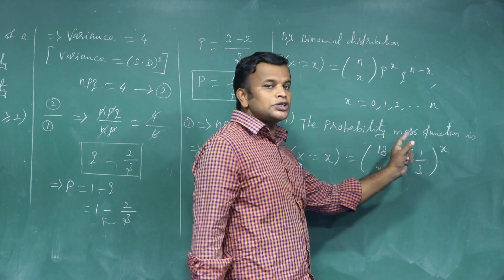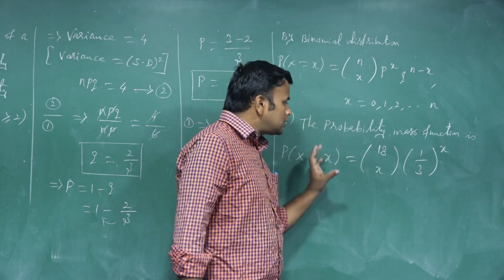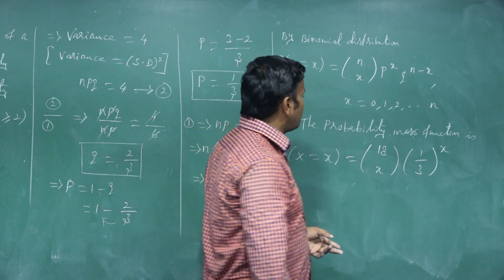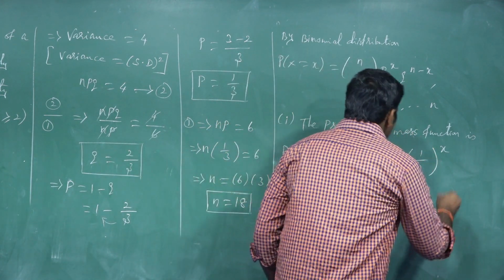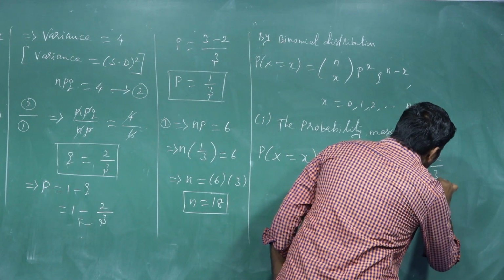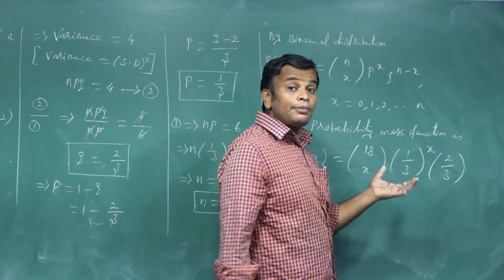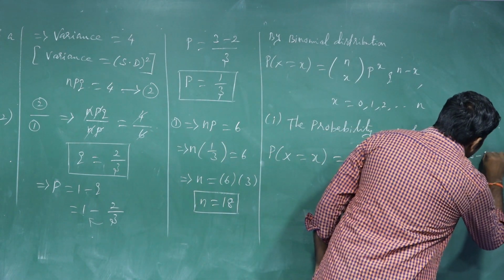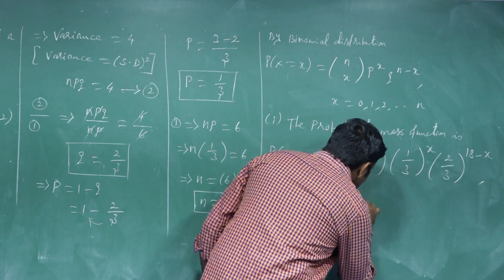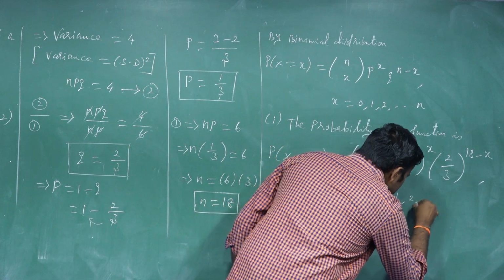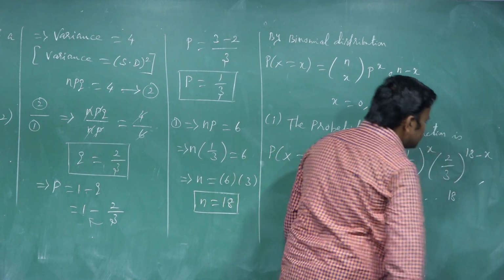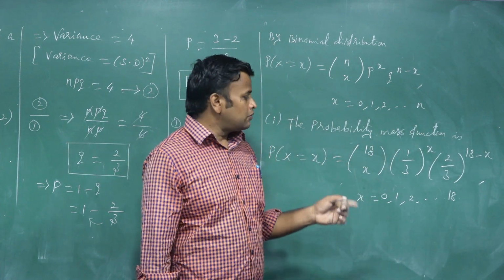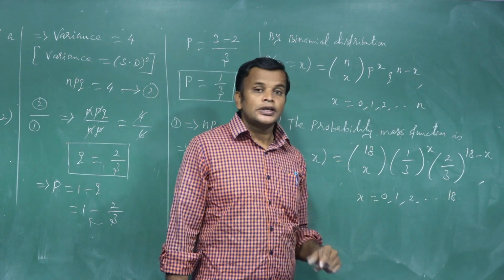The probability mass function is nothing but the general form of the equation. 1 by 3 whole power x. Next, q, the value of q is 2 by 3, whose power is n minus x. We know the value of n, 18, so 18 minus x. Here the value of x is 0, 1, 2, etc. By formula you write up to n, but here we find the value of n. The value of n is 18.